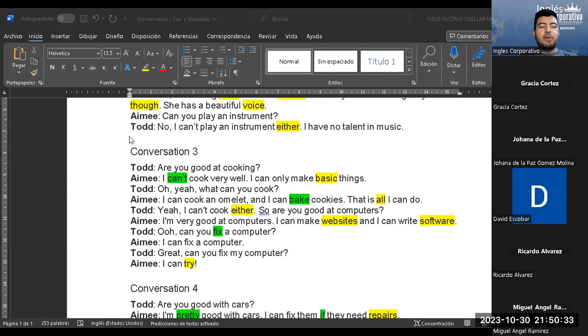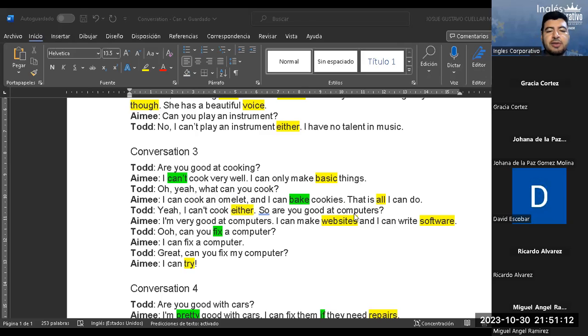So, well, here we have conversation 3. Solo vamos a practicar la 3, okay? Just number 3. Because we have little time, porque tenemos poco tiempo, y quiero darles un par de indicaciones, okay? So, conversation 3 says, are you good at cooking? I can't cook very well. I can only make basic things. Oh, yeah. What can you cook? I can cook an omelette and I can bake cookies. That is all I can do. Yeah, I can't cook either.